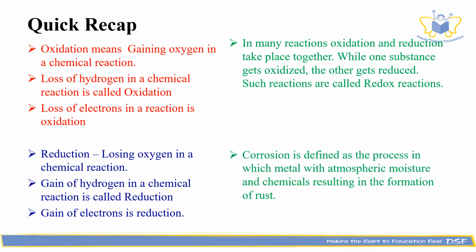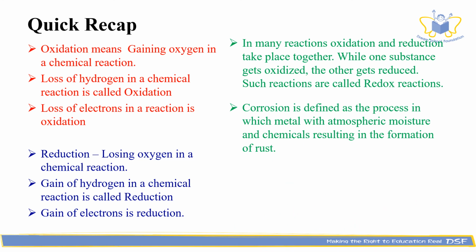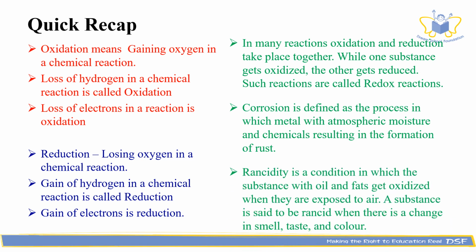Then, what is corrosion? Corrosion is defined as the process in which metal reacts with atmospheric moisture and chemicals, resulting in the formation of rust. What is rancidity? Rancidity is a condition in which the substance with oil and fats gets oxidized when exposed to air. A substance is said to be rancid when there is change in smell, taste, and color.